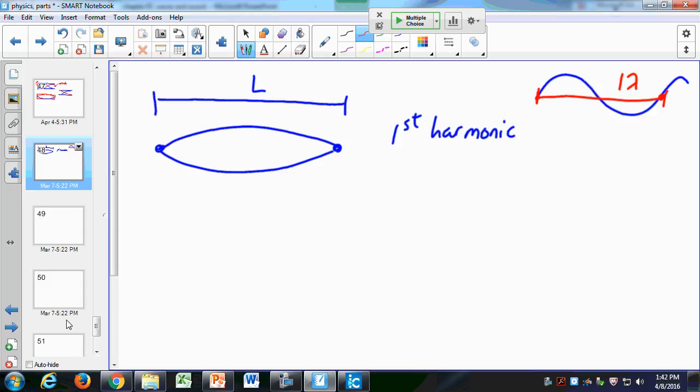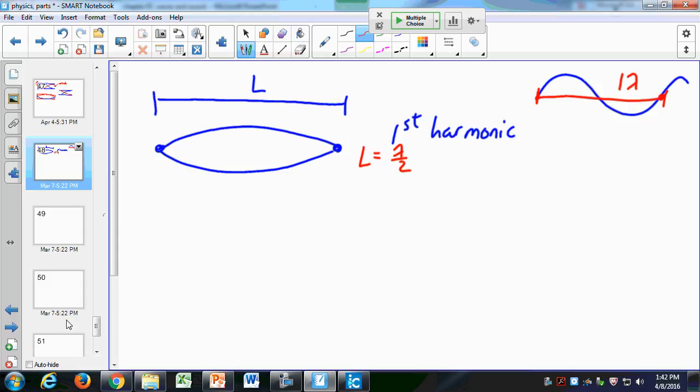It's half a wavelength. So this goes from here over to here. That's half a wavelength. In order to get a full wavelength, we have to keep going and come over here. So this is half a wavelength. So L is equal to lambda over 2.